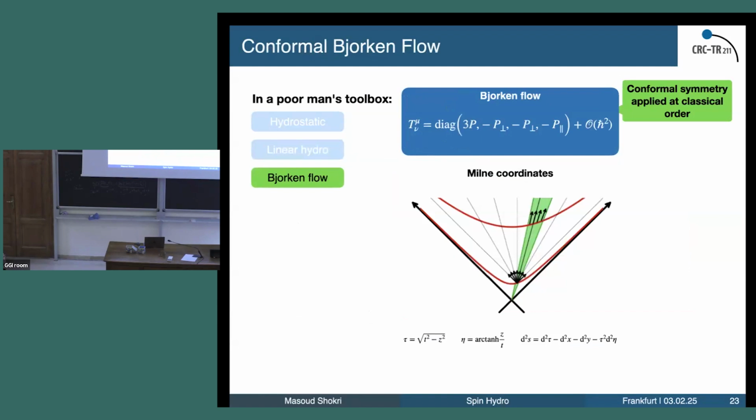Now let's do conformal Bjorken flow. Of course, Bjorken flow doesn't have thermal vorticity, but we do the same split as before. We start with, let's go on.